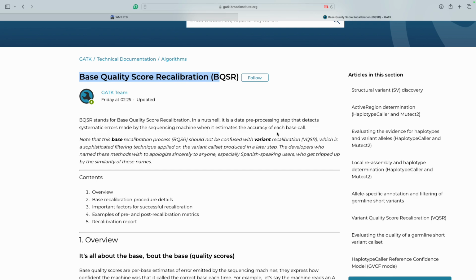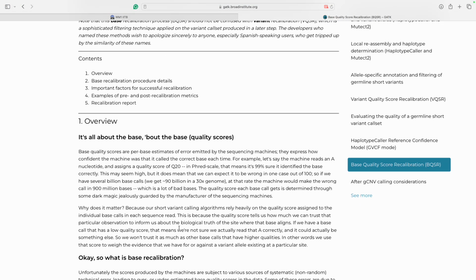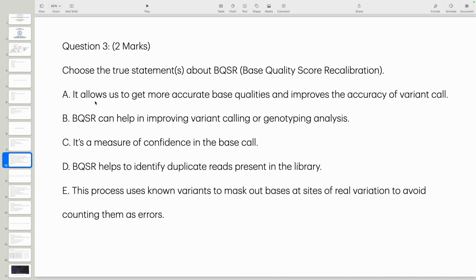Any errors made by the sequencing machine or another sort of error, we give the base quality score to avoid them, so that we can be sure that the variant or change we are detecting is the actual change and not an artifact. So here, what are the options? It allows us to get more accurate base qualities and improve the accuracy of the variant call, which is correct.